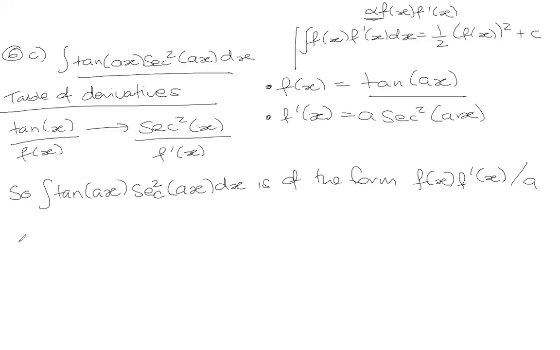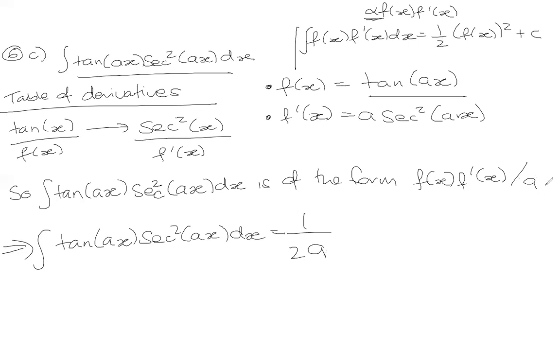All right, and so that means that our final answer is this. So that's the half term there, but because we've also got this a to worry about, we just divide by the a as well. So it's just 1 over 2a, and then our f of x term is just tan ax squared plus c, right? In some of these questions you may need to find that constant, and that could just be something that trips you up if you're not careful about that. So yeah, that's all I've got for question 6.